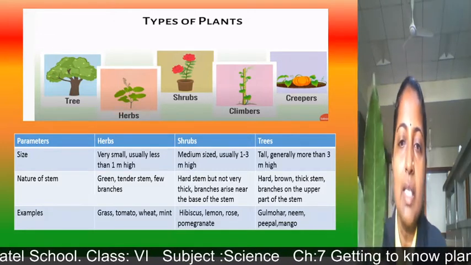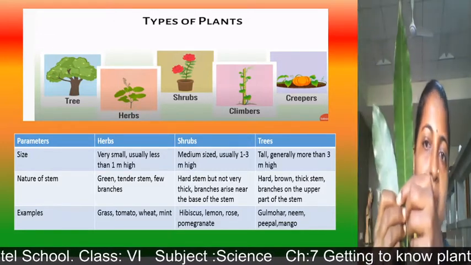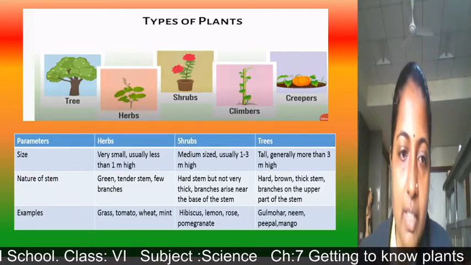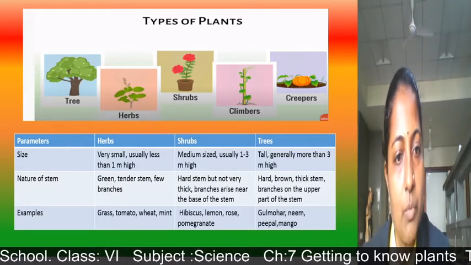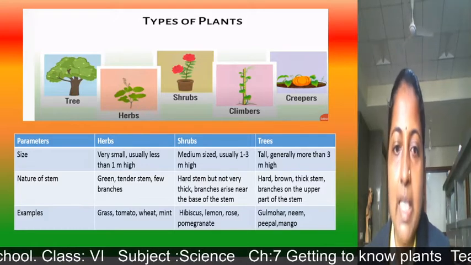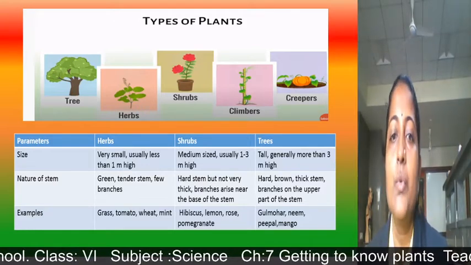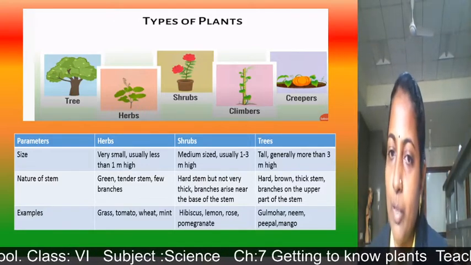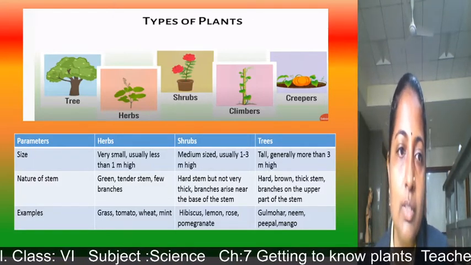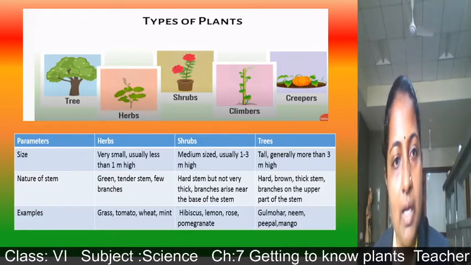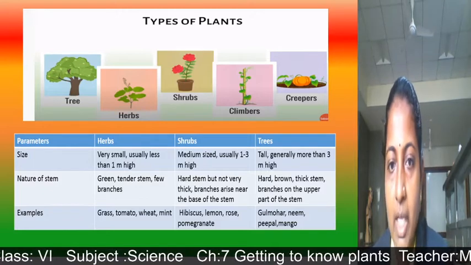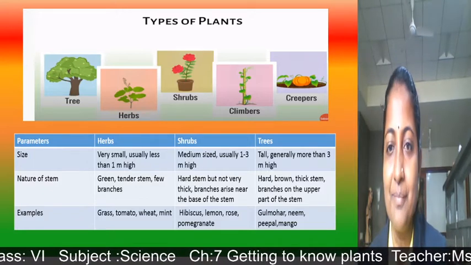Here you can take the example of a mango plant, mango tree. So these are the examples. For herbs you can take grass, tomato, wheat, mint. Shrubs: hibiscus, lemon, rose, pomegranate. Trees: gulmohar, neem, peepal, mango. So we have seen all the different types of plants depending upon the size and nature of the stem. Now we will watch one video, children.